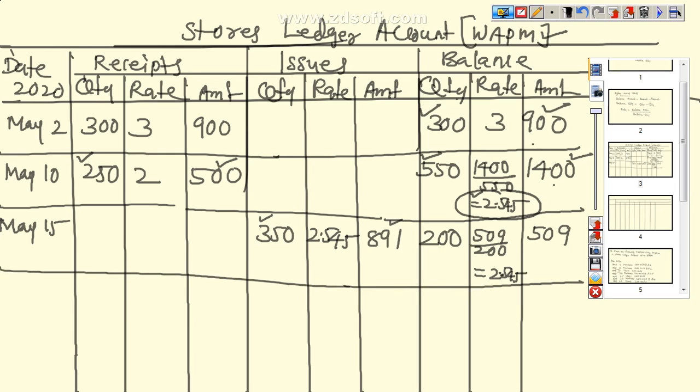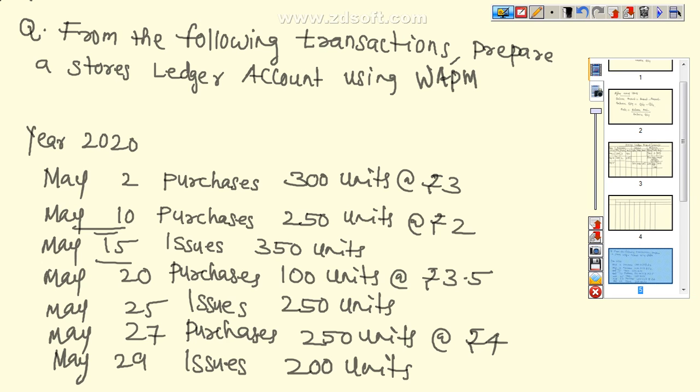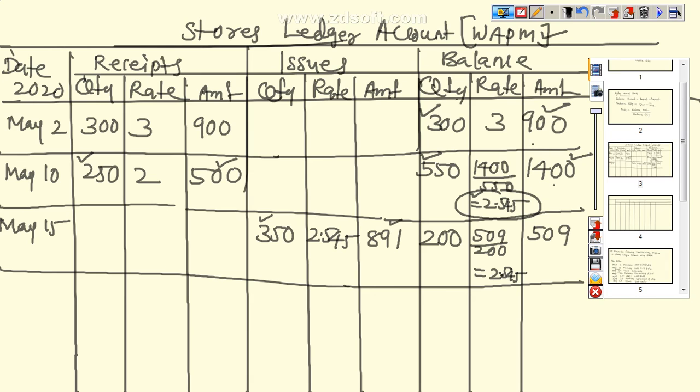After this, next transaction according to the question. 20th May, purchases 100 units. So we write it here. May 20, how many units? 100 units at the rate of 3.5, that is equal to 350.